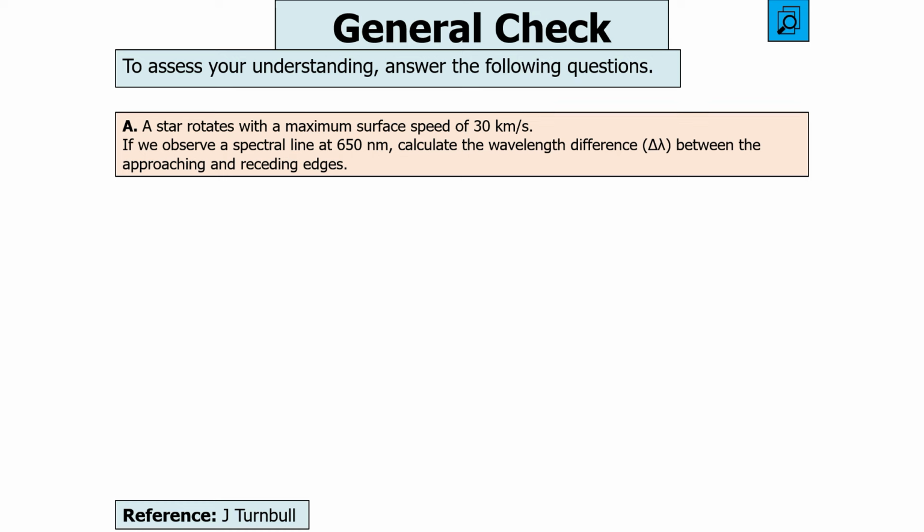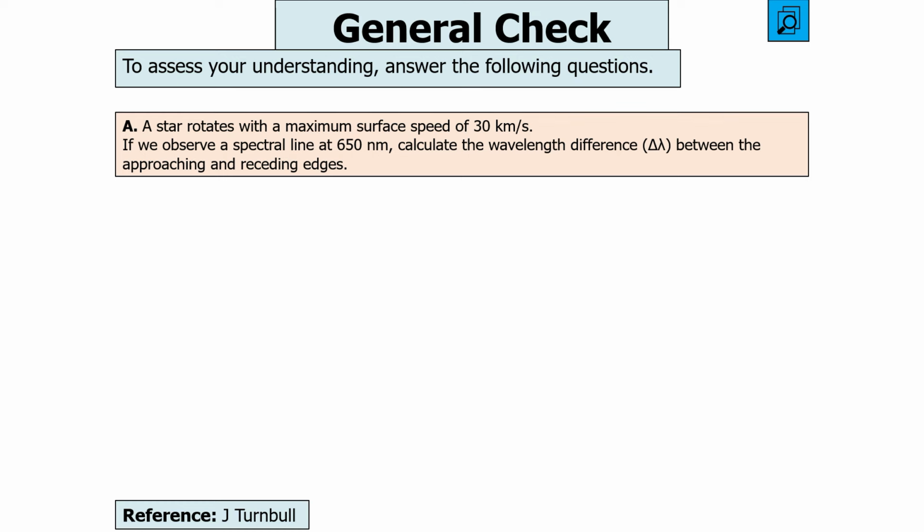The next question says, a star rotates with a maximum surface speed of 30 kilometers per second. If we observe a spectral line at 650 nanometers, calculate the wavelength difference, the change in lambda, between the approaching and receding edges. So, pause the video now, and then unpause the video when you want to go through your answer.